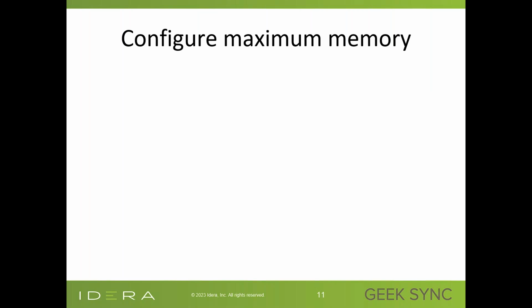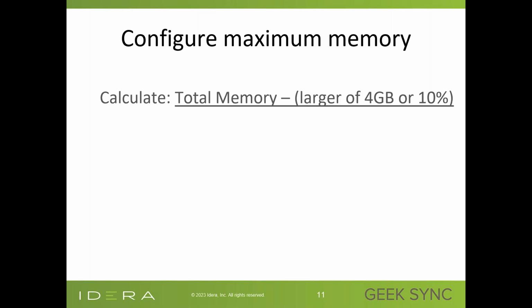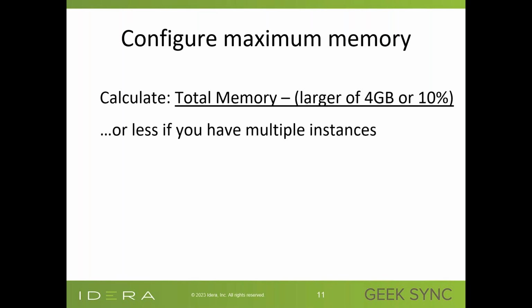So to configure our maximum memory, we're going to do a little bit of calculation. A good starting point is to take the total amount of memory allocated for a particular server and then subtract either the larger of 4 gigabytes, because we want to leave at least that amount for the operating system, or 10% if you have quite a bit of memory, let's say a terabyte or more. We're going to use an even lower number if you have multiple instances, because we don't want all these instances fighting over memory on the server.